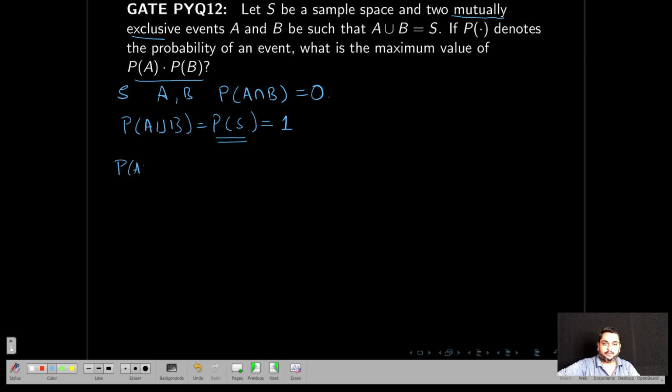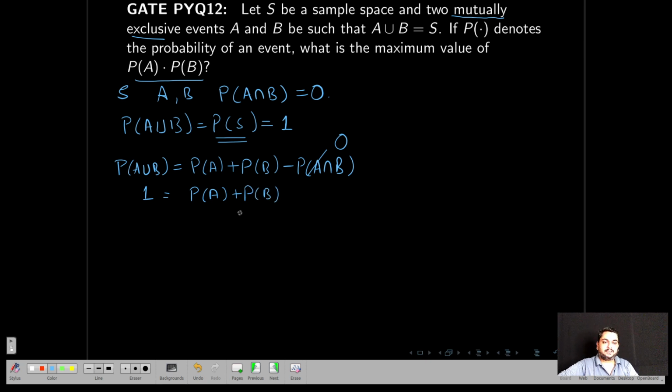So given that P of A union B, we know that P of A union B is equal to P of A plus P of B minus P of A intersection B. Now, this is already given as 0. So P of A union B is equal to 1, which is P of A plus P of B. What is it that I have to find? I have to maximize P of A into P of B.